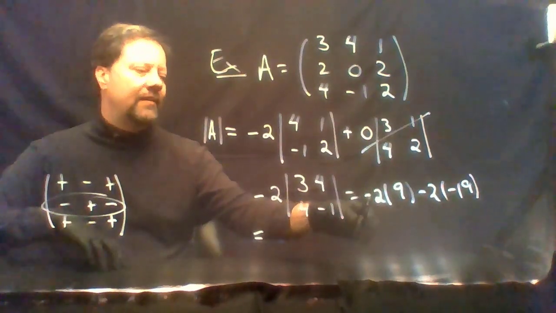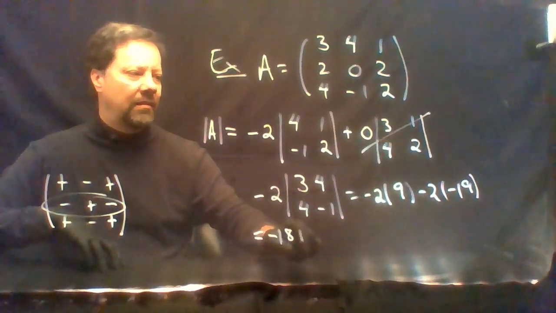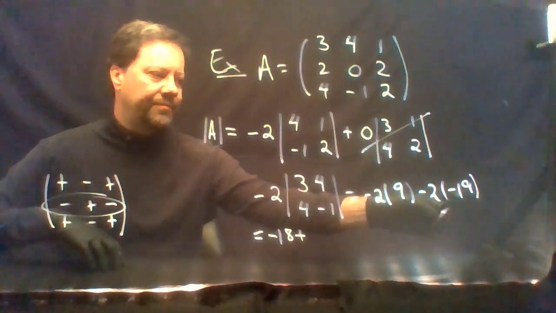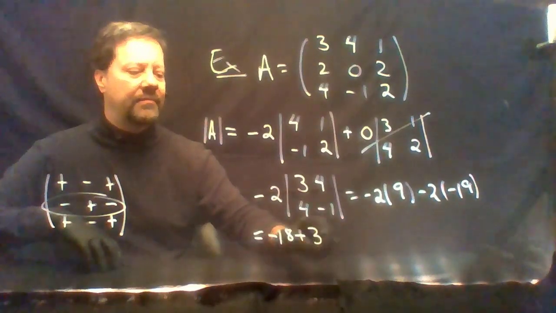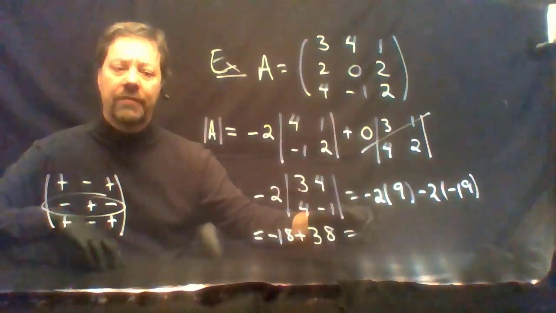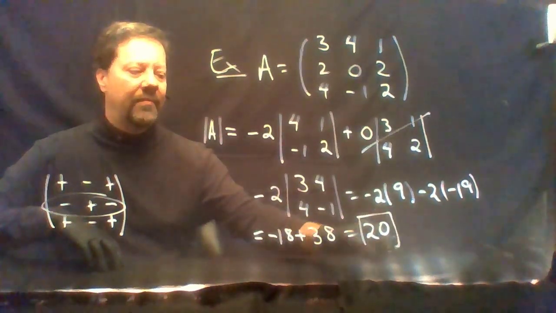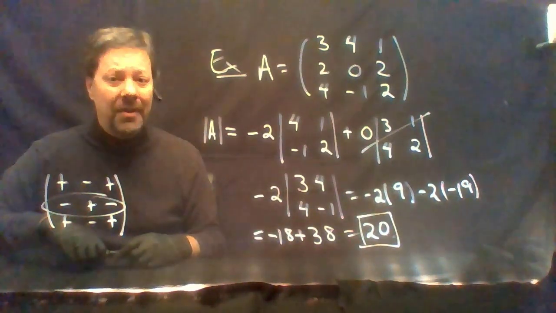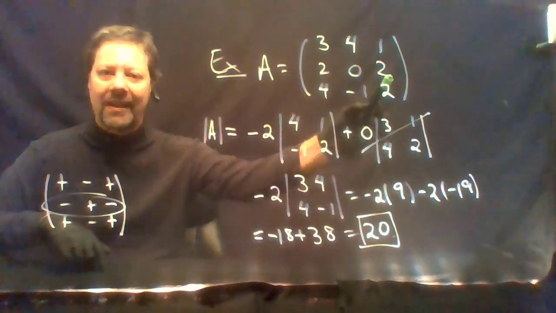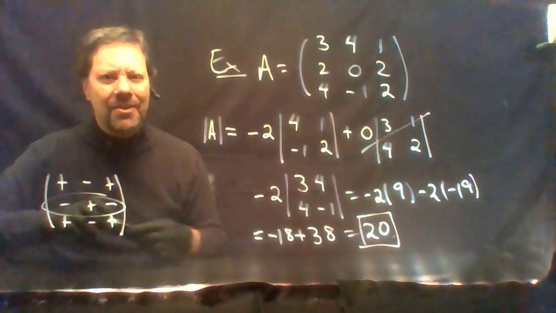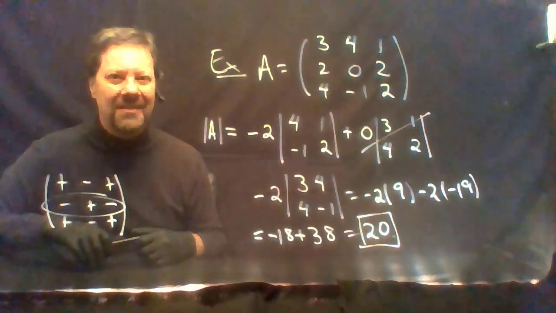The determinant then is going to be negative 18 plus 20 and 18 makes 38, for a grand total of 20. Here we've calculated the determinant by cofactor expansion around the second row. Let's try cofactor expansion around the first row and see if it makes a difference.